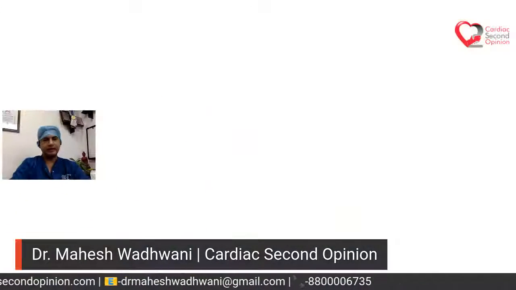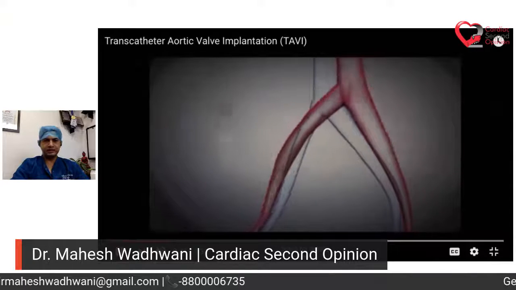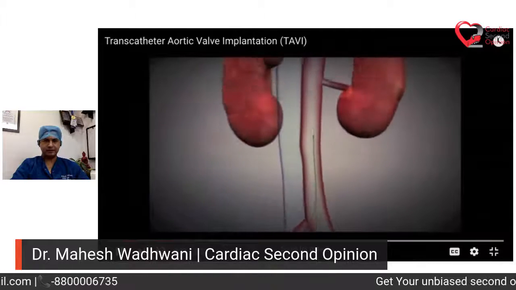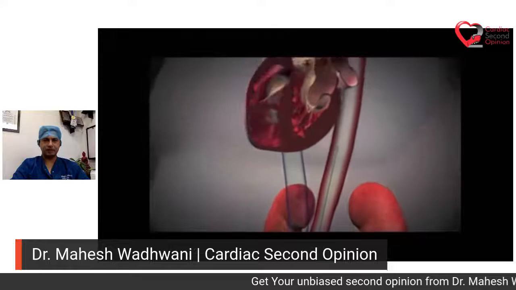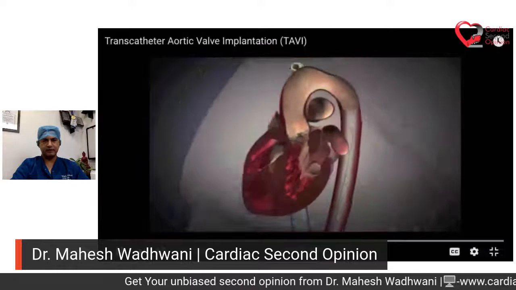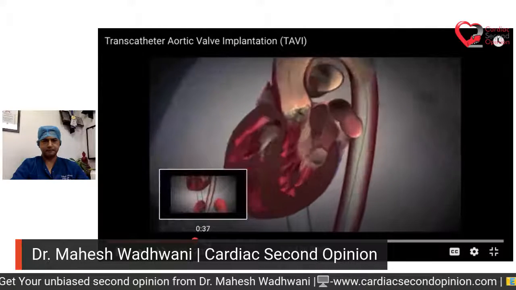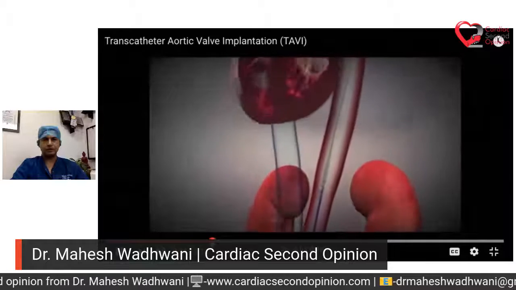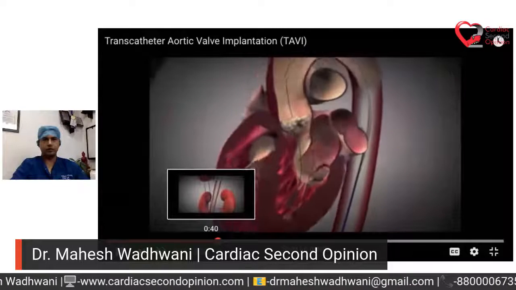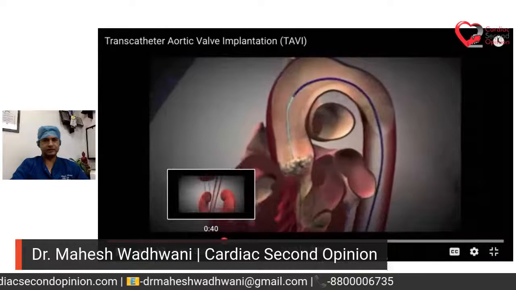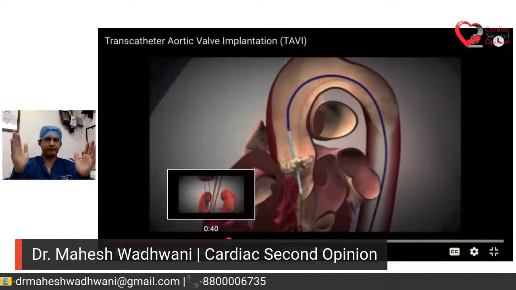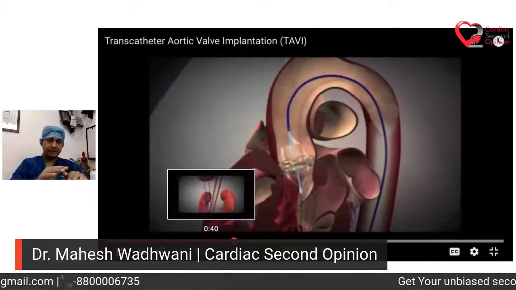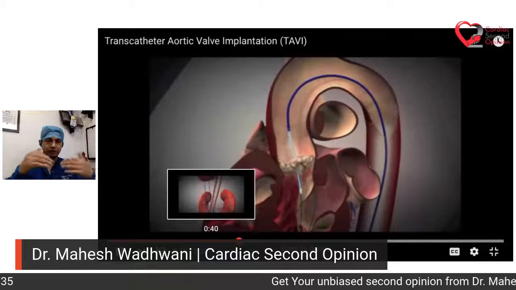So this is the way a valve is implanted by the percutaneous method, that is the TAVI. In this method, what we do essentially is take a wire inside the heart, and when the wire has reached the correct place, we load a balloon on top of it. When that balloon is inflated there, this cracks open the valve. The valve remains in that position itself.